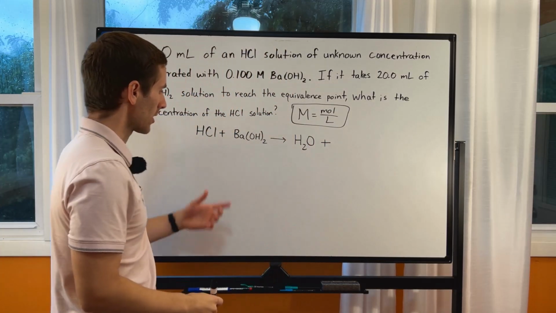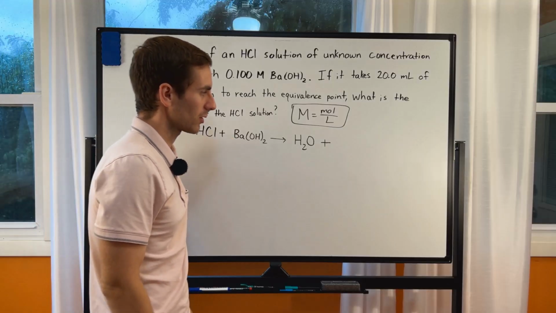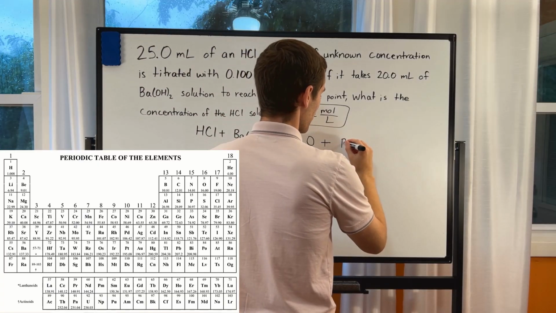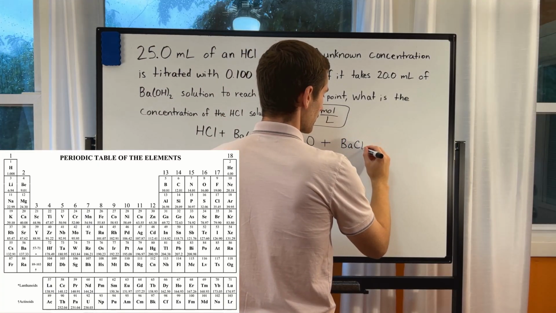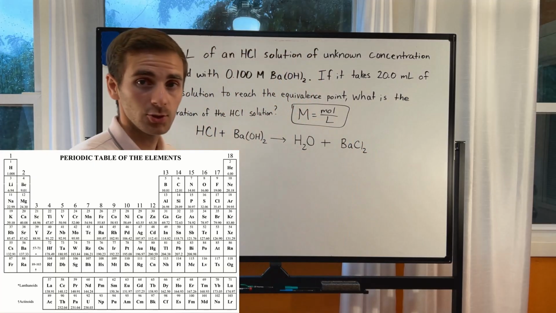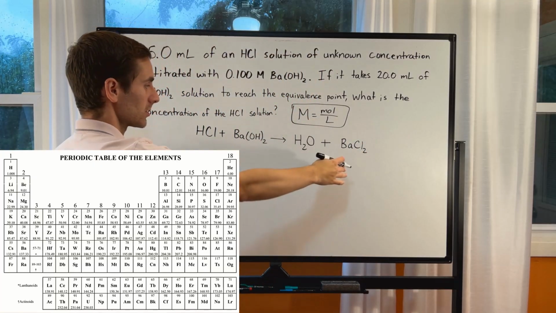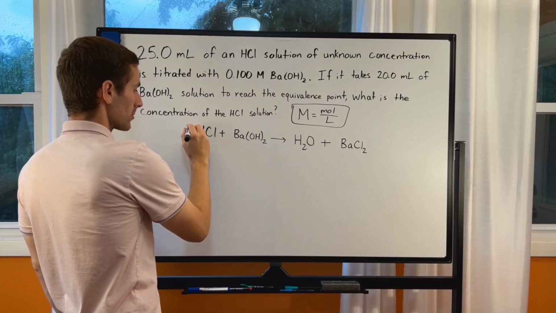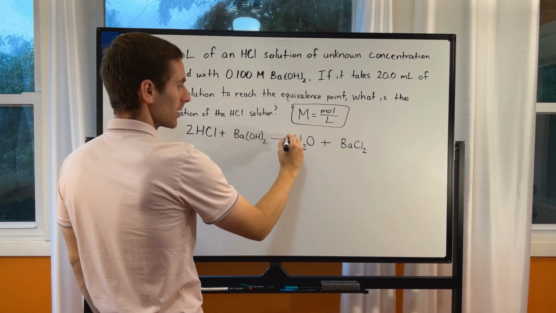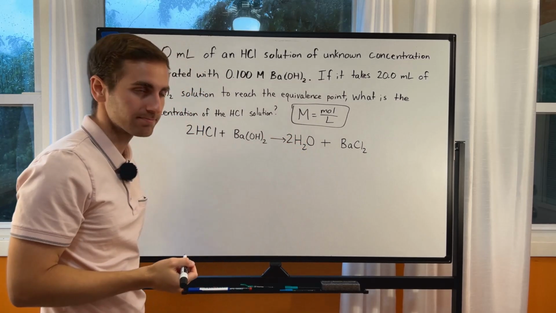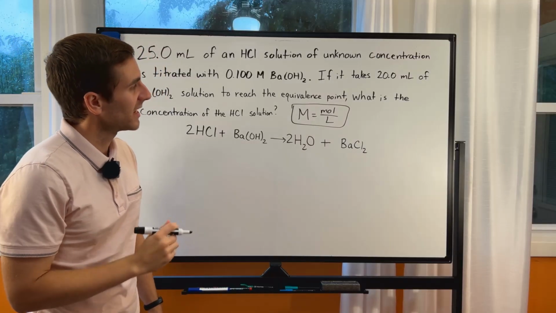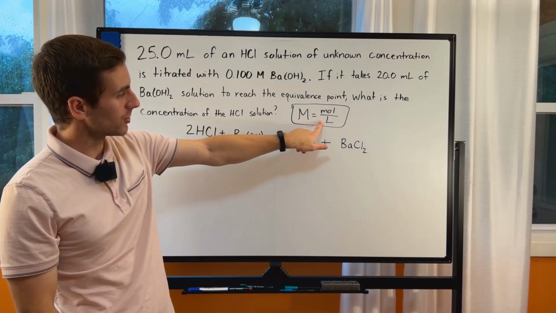And then your other ions, barium and chlorine, are going to give you BaCl2, since barium has a +2 charge and chlorine has a -1 charge from the periodic table. So 2 chlorines, got to put a 2 here and a 2 there to balance it. Okay, and then here's our molarity equation.